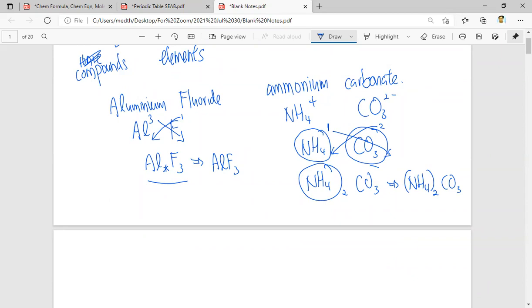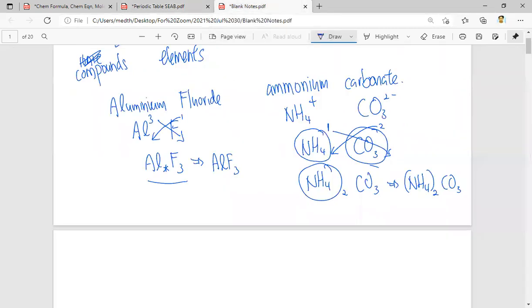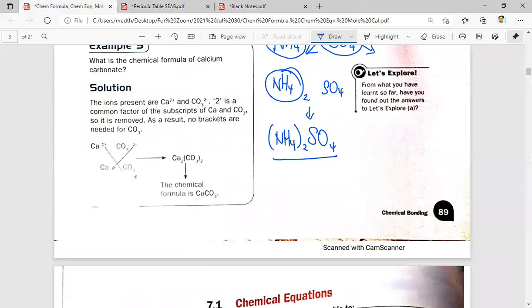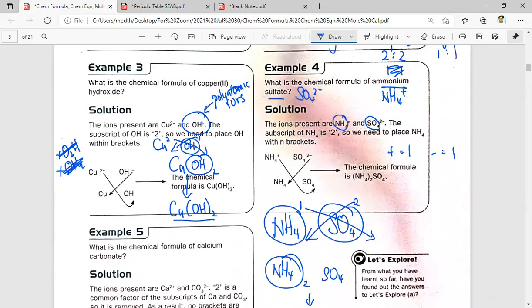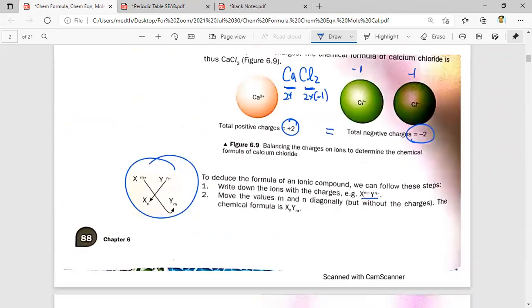So once you are very familiar with the bonding number that we see in the periodic table, and once you're able to get a hang of the crossover method, generally it will be quite safe. You should be able to do all the chemical formulas. So the question is, how do I know what are all the various chemical symbols? How do I know NH4 is whatever? All this can actually be found in your textbook.